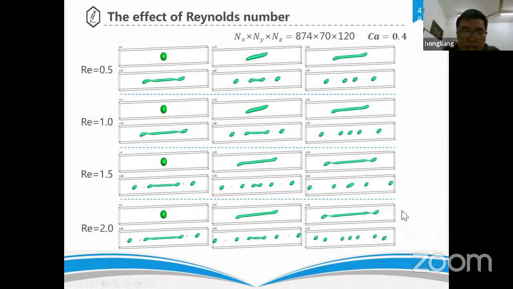We also investigate the effect of the Reynolds number. For smaller Reynolds numbers, we can find that the drop can break up into several sub-drops, and with the increase of the Reynolds number, more sub-drops can be produced in the system. This agrees well with our analysis.